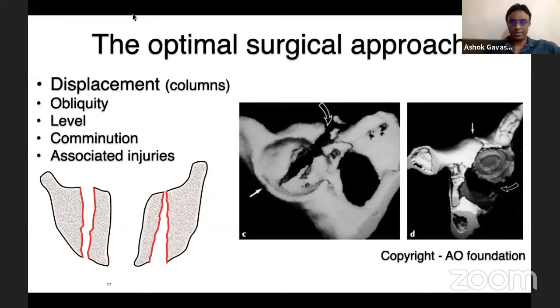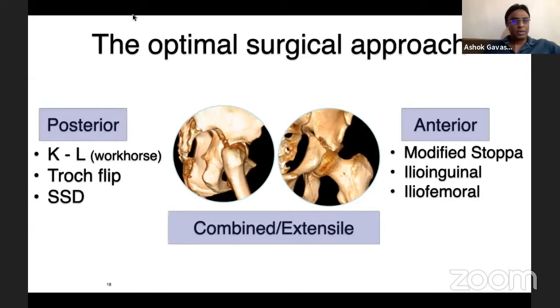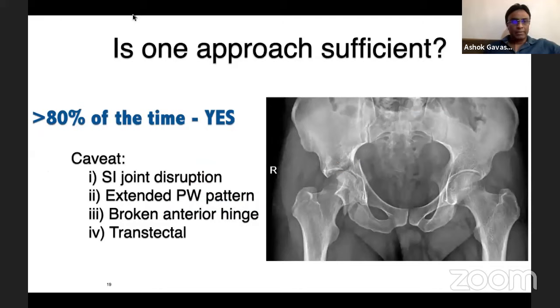So the surgical approach, Kocher-Langenbeck, is the workhorse, but you can use almost every other surgical approach that you can think of in treating an acetabular fracture. When to use where would be covered in detail by subsequent talks. And the question is, is one approach sufficient for transverse fractures? Yes, most of the time, but you have to remember the caveats. As already discussed, whenever you have a disruption of the SI joint, a broken anterior hinge at the symphysis, this might require more than one approach.